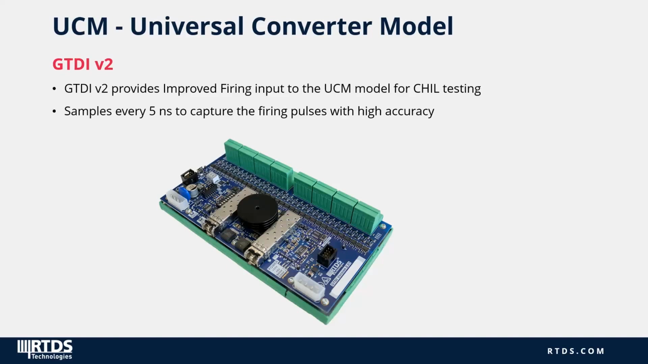We have also developed the new GTDI V2 card in support of the UCM. The GTDI V2 card is used to provide improved firing input to the UCM when testing with external control for controller hardware in the loop. The GTDI samples the input every 5 nanoseconds to capture the firing pulses with very high accuracy.